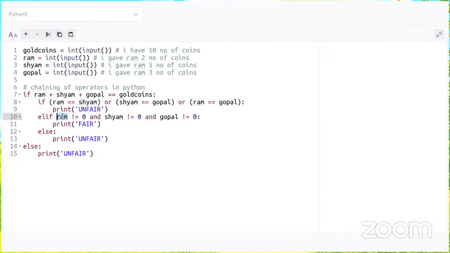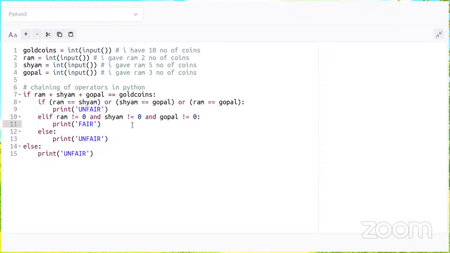Yeah, so see, all of them should have a non-zero share, right? We're just checking non-zero, not equal to 0. So each one should be non-zero. In that case, you have already satisfied condition 1, and if you have skipped this, if all three are different, then only you'll come here. So now you are ready to print fair.